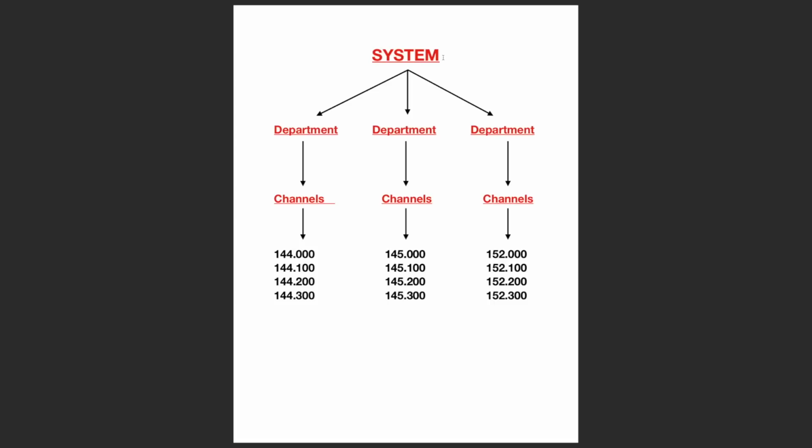So you can have a favorite list, and each favorite list will have a system in it, and then each system will have as many departments as you want. I think there's a limit on the departments, maybe 99. I'm not sure. I'd have to look that up. But anyway, you got system, you got department, and then you got your channels. That's how it works. It's actually pretty simple.